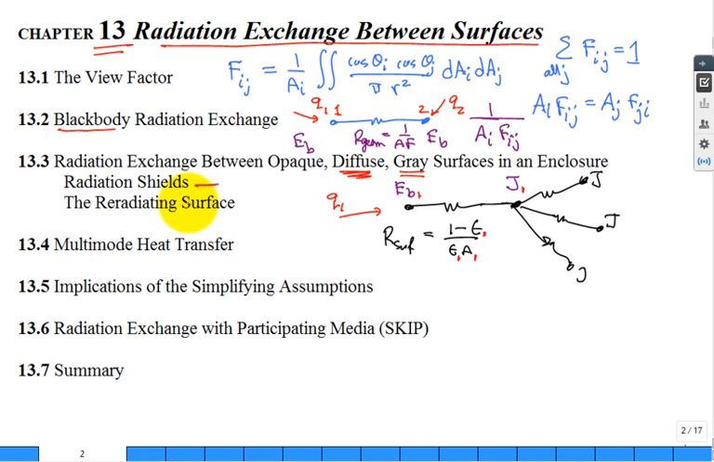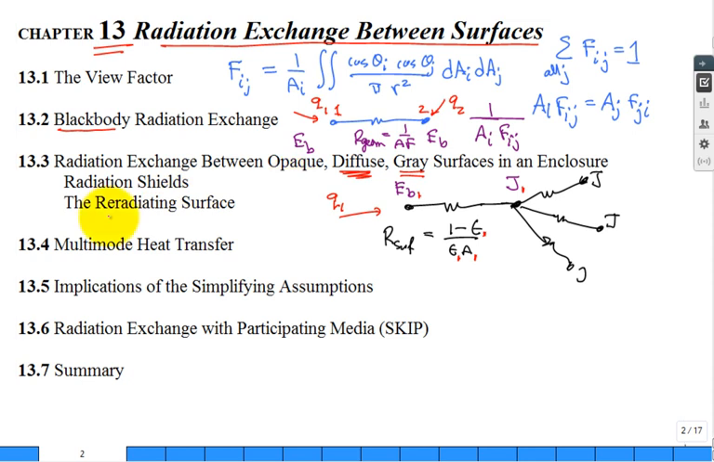So if you wanted to reduce the radiative transfer, often you just introduce a foil with low emissivity inside, and even with high emissivity, it'll still reduce the radiative exchange. But if it has low emissivity, it's even better at reducing the radiative transfer. It's like insulation, radiative insulation. That's a radiative shield. Okay, so these shields are common in engineering.